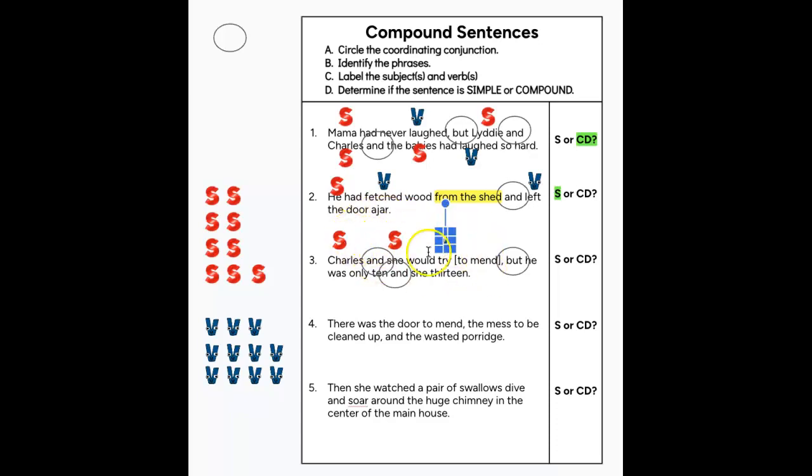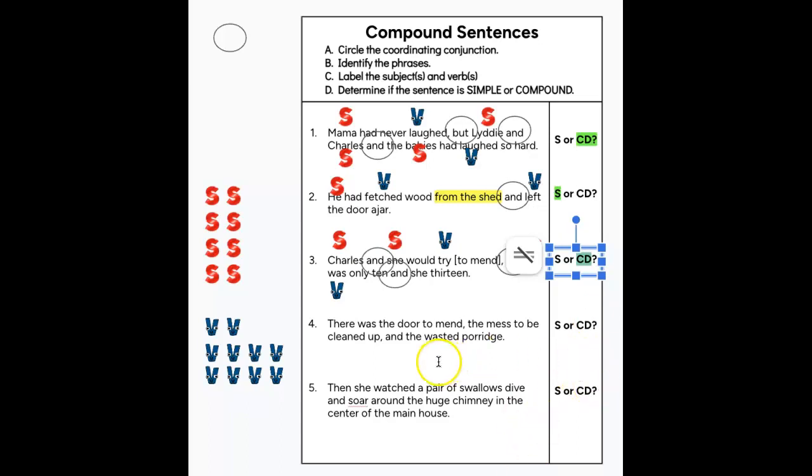So I've got a subject and a verb on the left. Let's look on the other side. He was only 10 and she 13. Well, I know from my list on that last page that was is always, always a verb. So was is my verb, and I'd ask, who was only 10? He was only 10. And because I found a subject and a verb on both sides of my comma conjunction, then I know that this is a compound sentence.